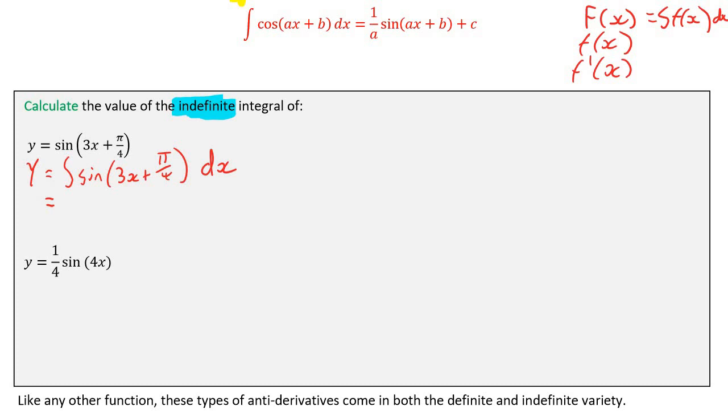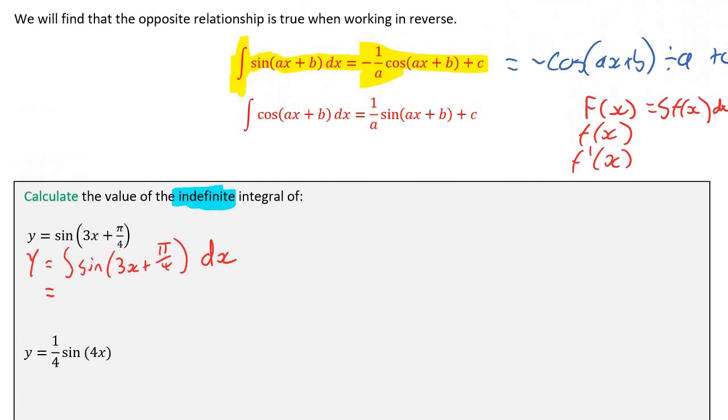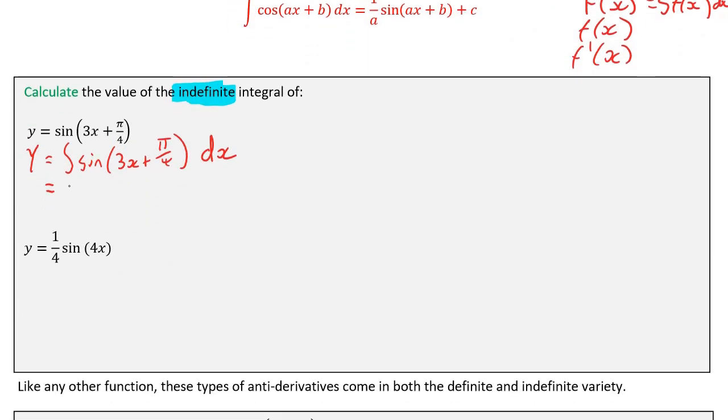Okay, does sine change its sign when we integrate? It does become cos. Does it become negative or positive? Let's look at our rule. Sine becomes negative. So that will be negative cos. Do my brackets change inside? 3x plus pi on 4. I'll add my plus c in.